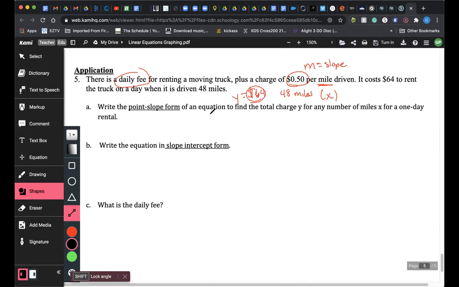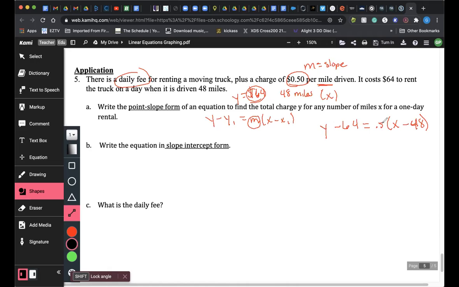So if I put that into point slope form, into this form here, I can replace the M with the 0.5, the X1 with 48, and the Y1 with 64. All right, so it'd be Y minus 64 is equal to 0.5 times X minus 48. All right, that's my answer for part A.